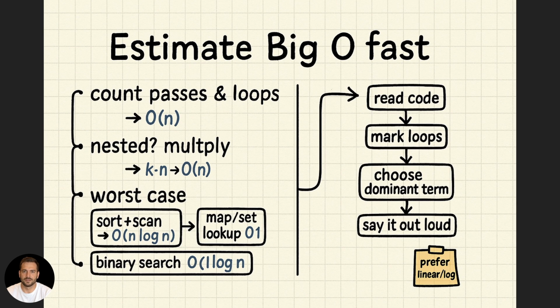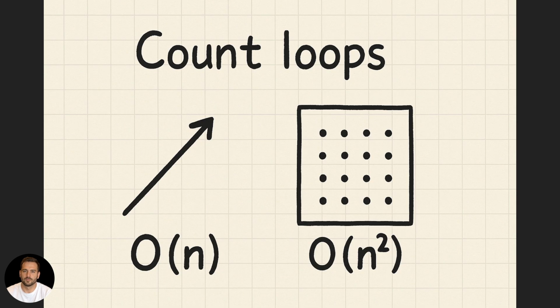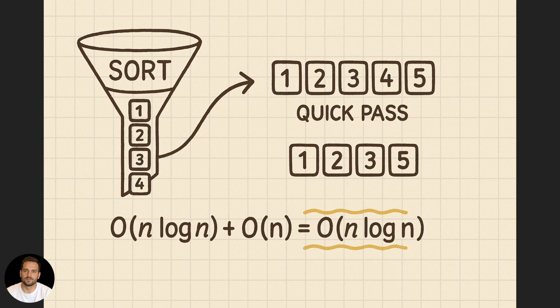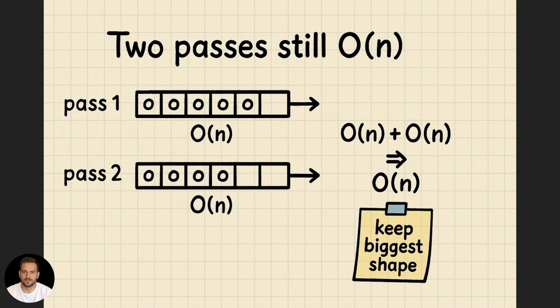How to estimate Big O quickly while you code. 1. Count loops. 1 loop over the data is O of n. A loop inside a loop over the same data is O of n squared. 2. Halving or doubling the step size is O of log n. 3. Sort plus something is usually O of n log n. 4. 2 separate passes are still O of n. We add them and keep the biggest shape.